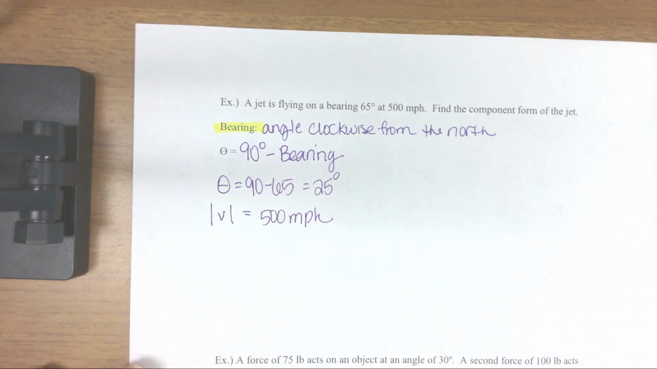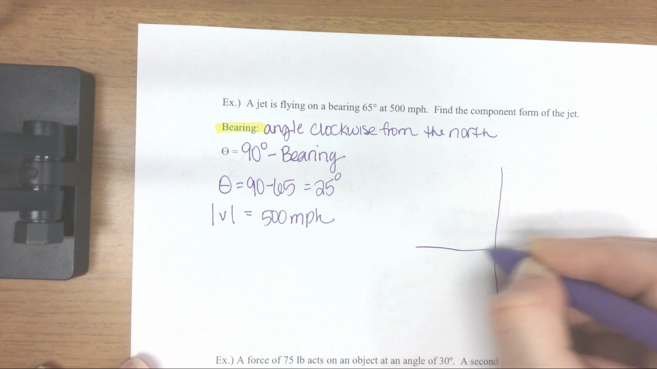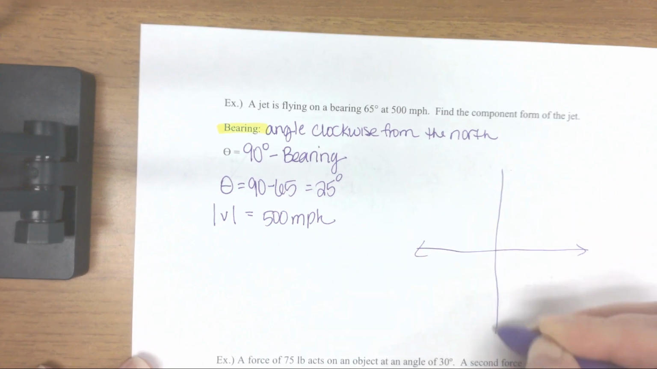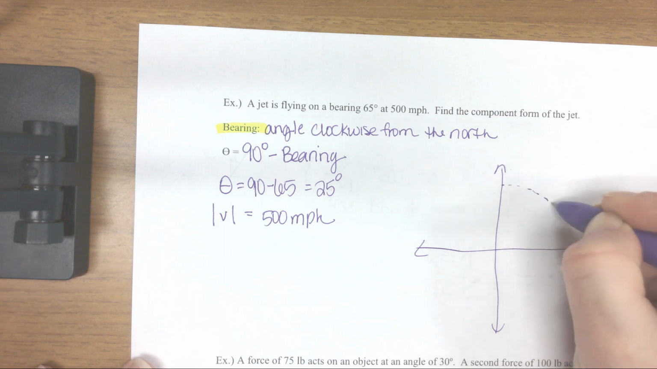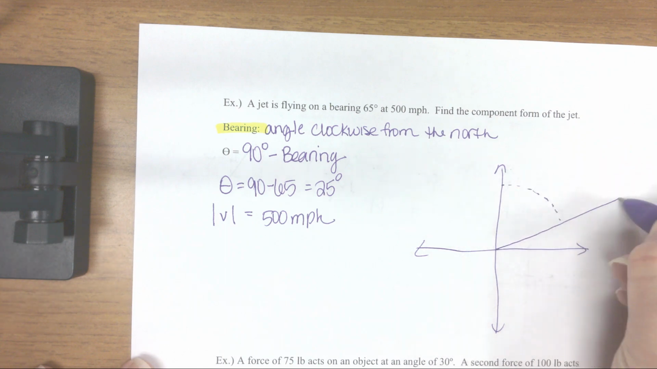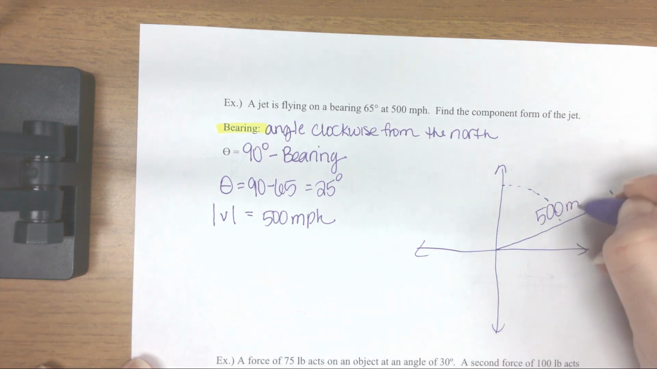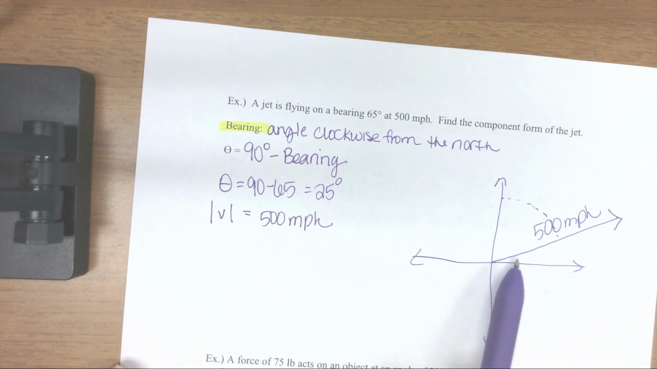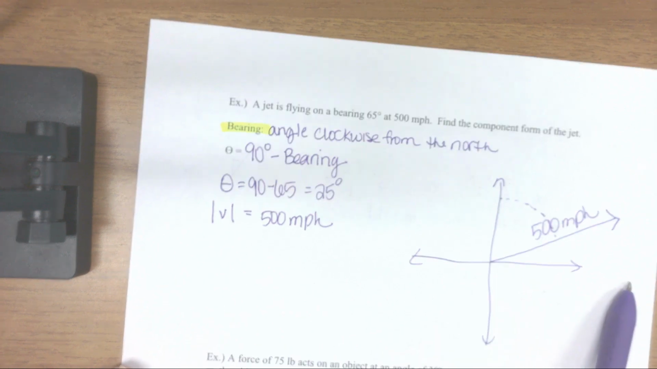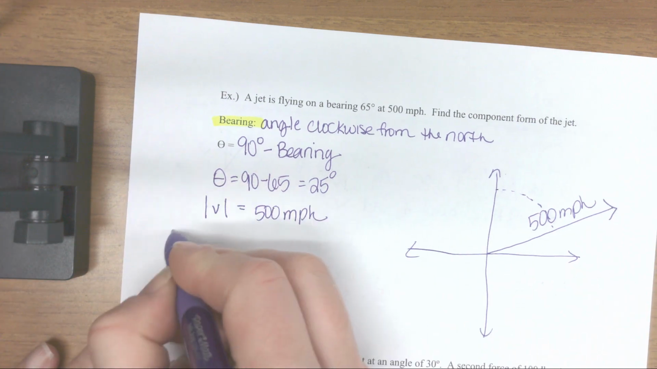All right, so this is my XY axis, it's also my compass. I go 65 degrees. There's the jet, if you will. We're trying to figure out its horizontal component, essentially its speed going east and its speed going north. So we use our formulas.